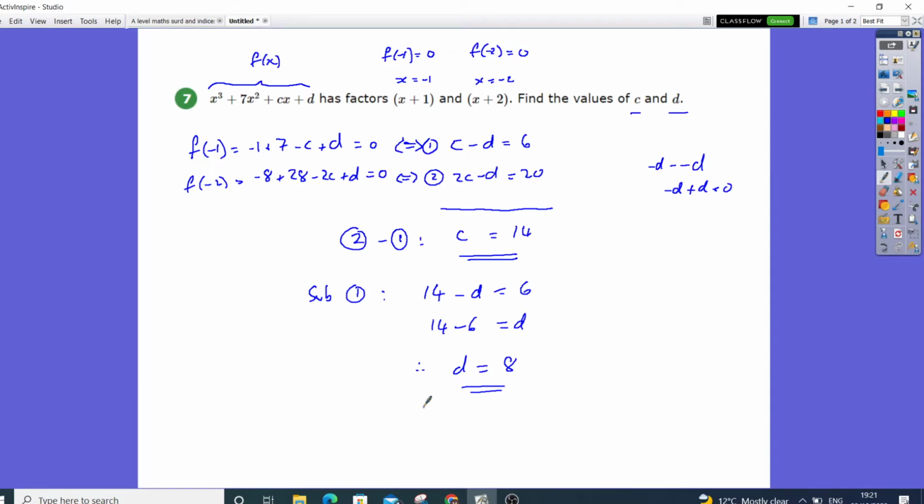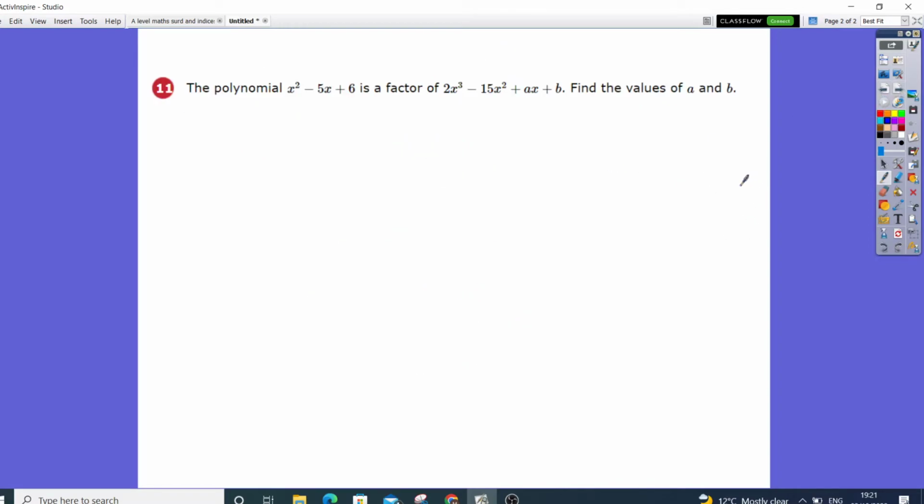Now there's another question in the same exercise, the last one, so I thought I'd do this quickly too, just to put emphasis on the factor theorem. Again, it tells you that this polynomial is a factor of this function. So I'm going to call this f of x. It asks you to find the values of a and b.